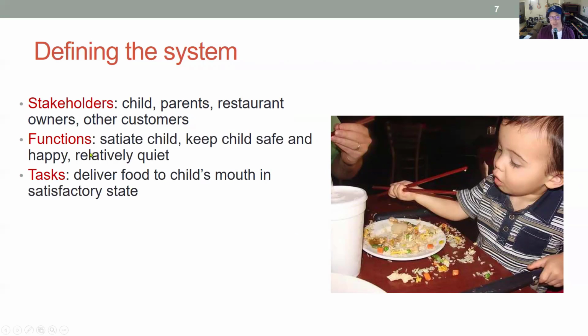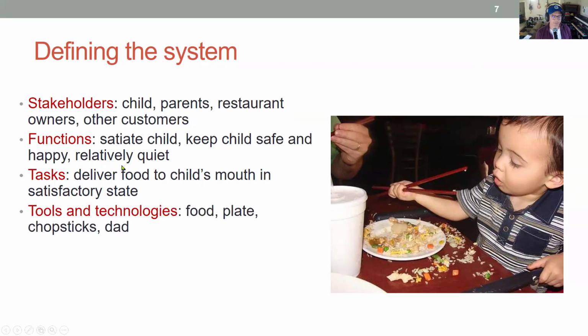I could also look at something like the function of keeping the child relatively quiet. The tasks could be distraction, or funny uncle jokes or something, so I don't know that they keep them quiet, but the specific actions here, those would be the tasks towards achieving the functions in the system, which all contribute towards this objective. All right, what's involved then?